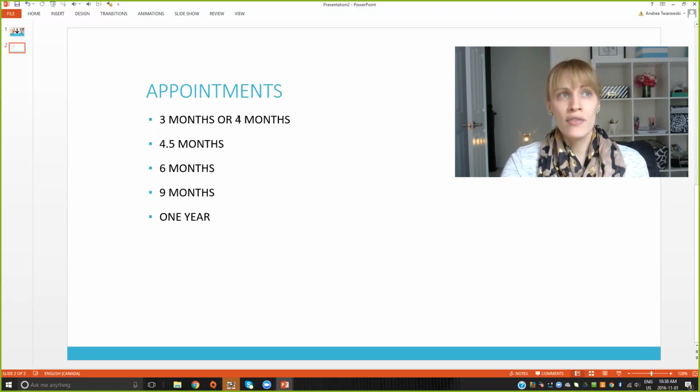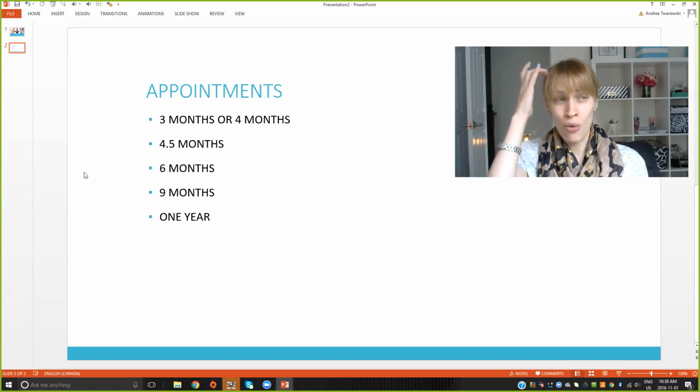Now, not a lot of offices do every 4 months, but it does depend on insurance, because some insurances actually will cover every 4 months, but they won't cover every 3. If they cover every 4 months, they will absolutely cover every 4.5 months. So this is when I just sort of pick based on insurance. If they don't want to come in every 3 months, then I check to see if they would be covered every 4 months. If not, then they should be covered every 4.5 months, and then we go from there.